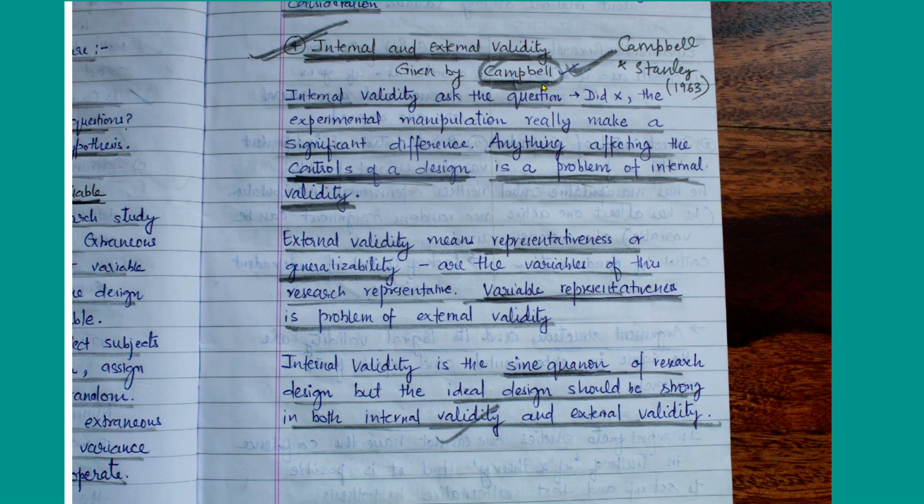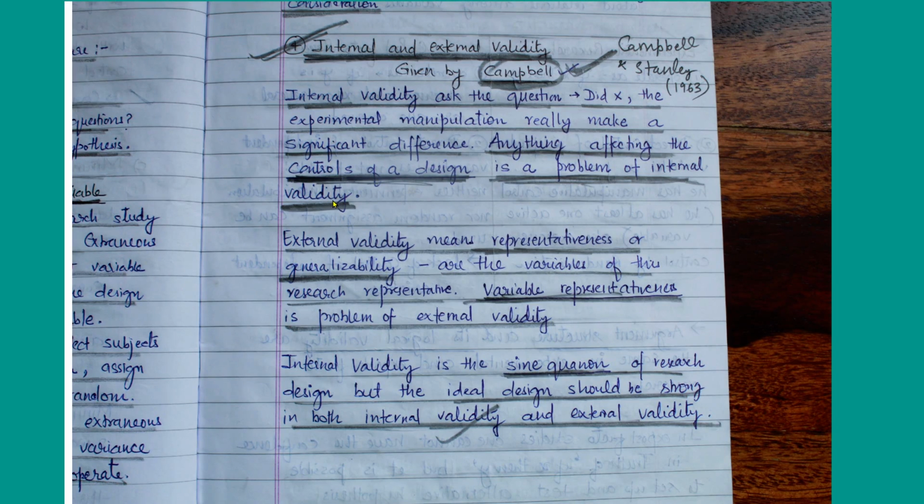Okay, so these are the notes from the Kerlinger book. The internal and external validity concept was given by Campbell and Stanley in 1963. So this can be your objective question. Internal validity asks the question: did X, that is your independent variable, the experimental manipulation, really make a significant difference? Anything affecting the control of a design is a problem of internal validity.